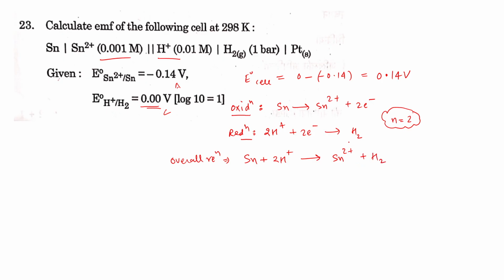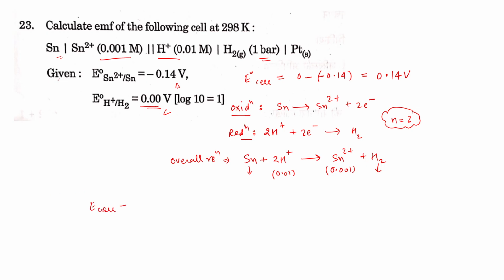So here concentration is very important. For Sn2+ we have 0.001, so I will write it here, 0.001, and for H+ we have 0.01. So I will write it 0.01. Since Sn is solid, its concentration is going to be constant or unity, and H2 is also going to be constant because hydrogen pressure is given 1 bar. So it is constant, and this is solid metal, so it is again constant. So let us quickly solve it.